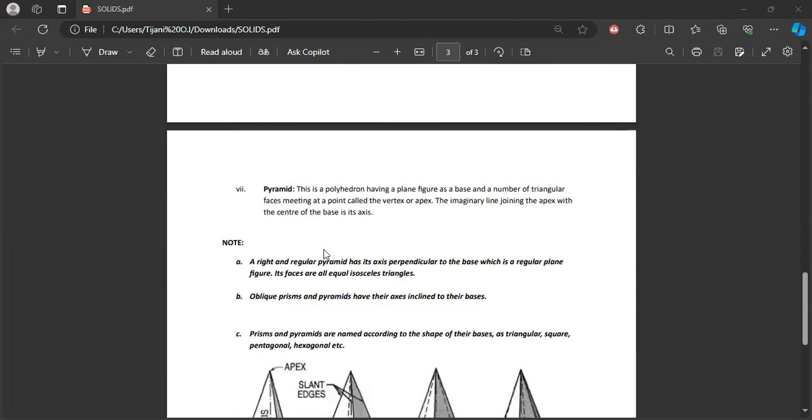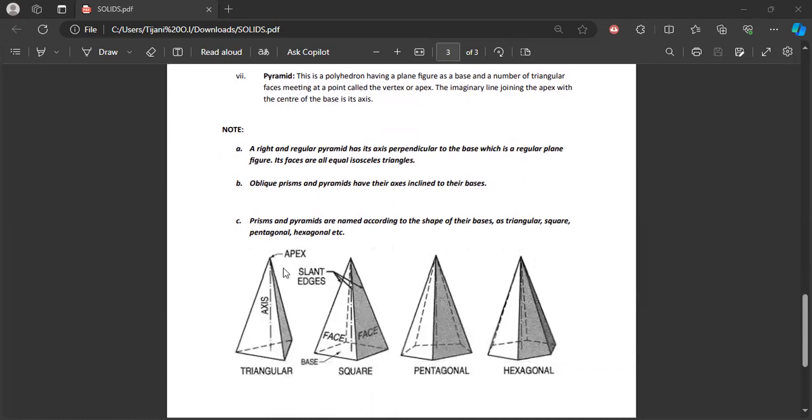Now, the next one that we're talking about is pyramids. A pyramid is a polyhedron having a plane figure as a base and a number of triangular faces meeting at a point that is called the vertex or apex. Now, look at what we have here. This is a triangular pyramid, and we use the shape of the base to name them. So this triangular pyramid has a triangular base. That's why we call it a triangular pyramid. And do not forget that it also has an axis, and the point at which the other faces meet, we call it the apex, or the vertex.